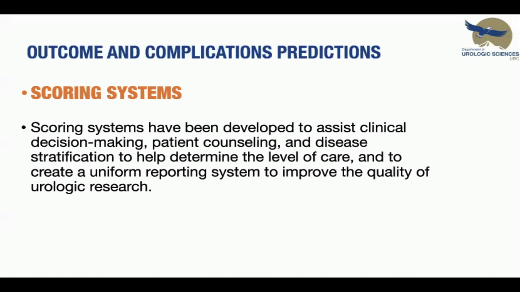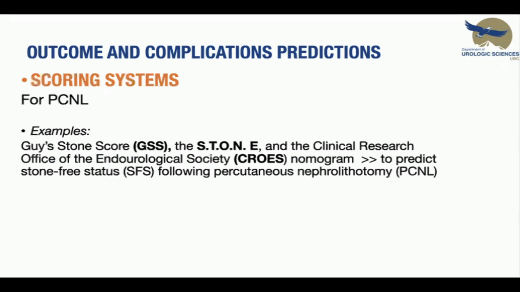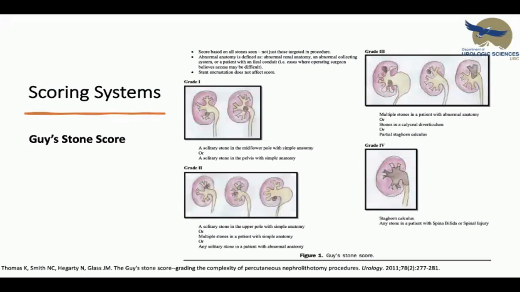In the last 10 years, several scoring systems have been developed to assess clinical decision-making, patient counseling, and disease stratification to help determine the level of care and to create a uniform reporting system to improve quality of urological research. There are several nomograms and scoring systems used in PCNL to predict the stone-free status and other outcomes. Examples of these scoring systems include Guy's score system, the Stone nephrolithometry, and the Clinical Research Office of the Endourological Society CROES nomogram. I'm gonna just give an overview of these scoring systems. I'm not gonna go into deep detail.